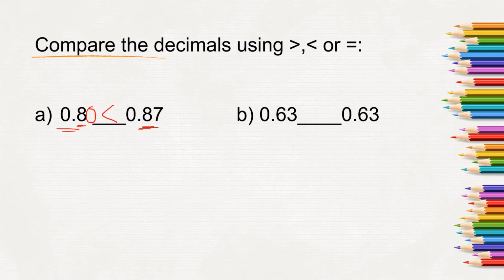Similarly, 0.63 and 0.63: whole numbers are same, decimal numbers are same, so it will be equal.